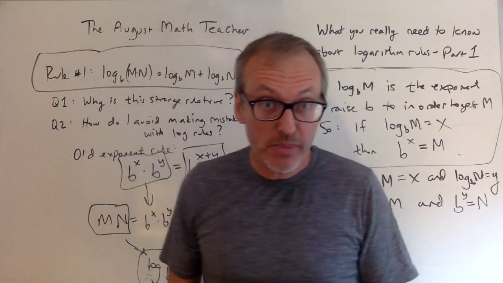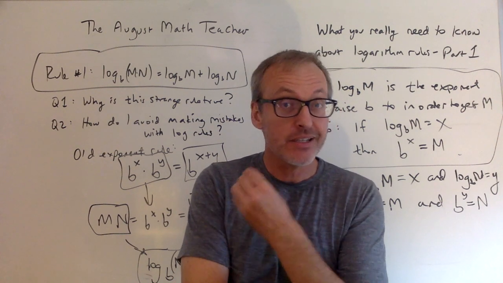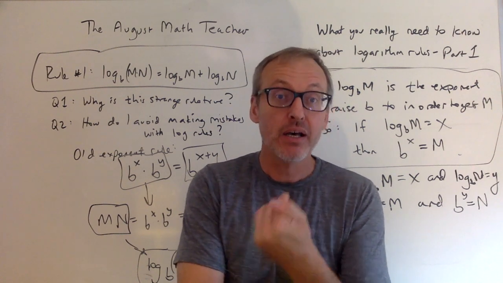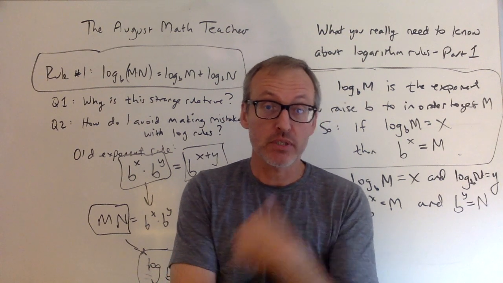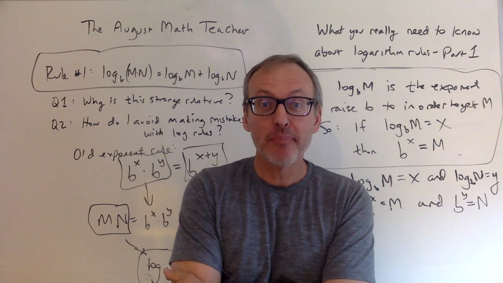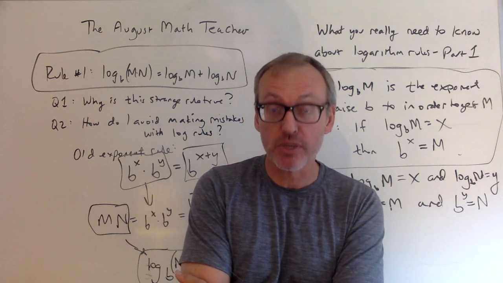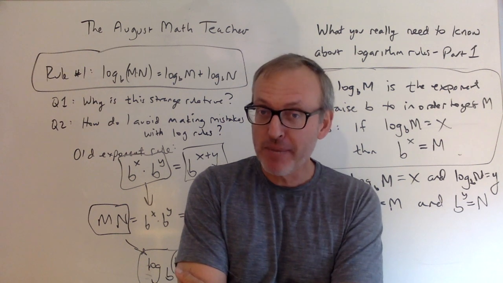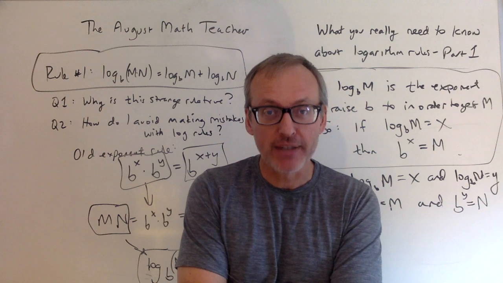Now, that answers my first question, which is why is the strange rule true? It is just a rewriting of an old rule, so it's not strange. It's the old exponent rule that's over this shoulder. But the second question I haven't quite answered. How do I avoid making mistakes with log rules? Here's the bad news. You have to practice. You have to practice and practice and practice.